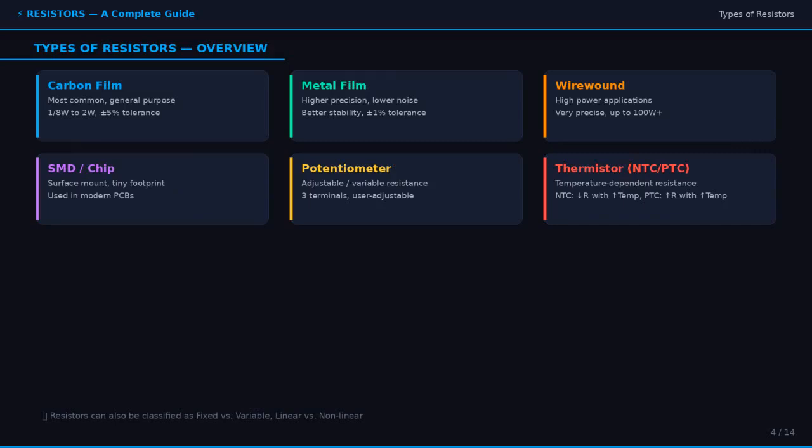Now let's look at the different types of resistors. We have carbon film resistors for general purpose use, metal film for higher precision, wire wound for high power applications, SMD chip resistors for modern compact electronics, potentiometers for adjustable resistance, and thermistors which change resistance with temperature. Each type has its own strengths and ideal use cases.